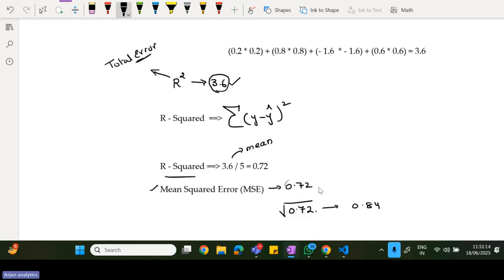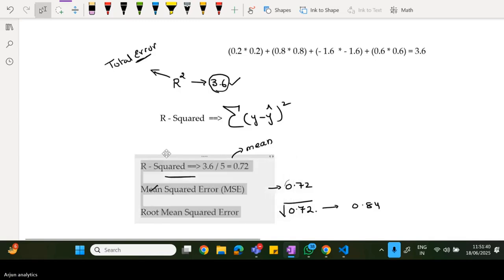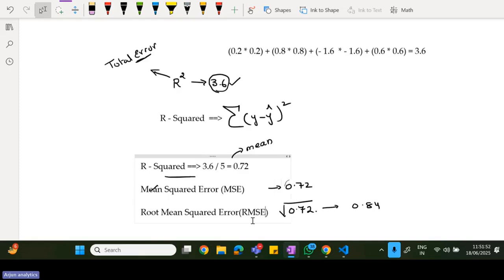Now, again, the effect of the square is there. So what I did, I applied the square root to remove this. So we will call this root mean square error, which we represent like this, RMSE. Okay, these are the three.